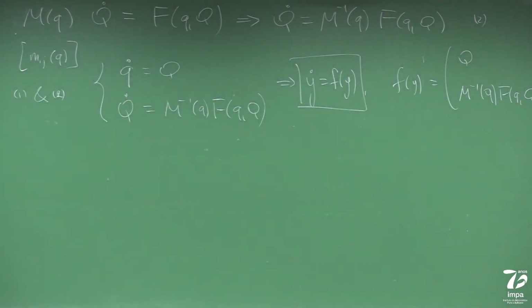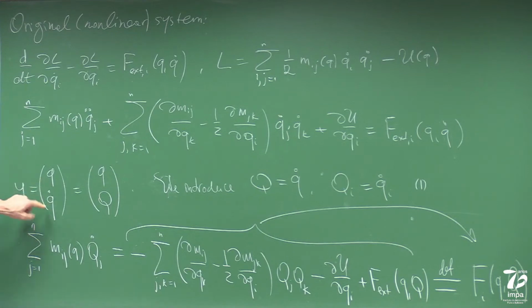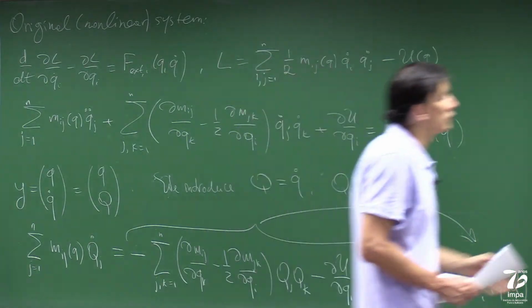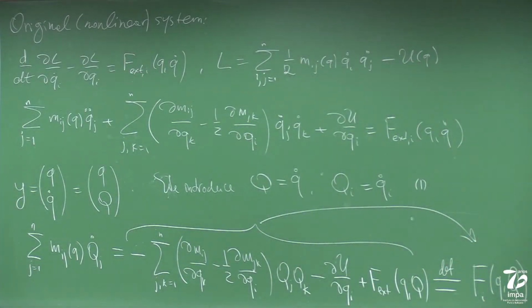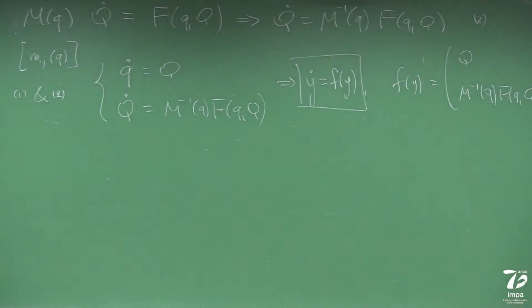So you take a phase vector which contains coordinates and velocities, just in the same way as we did in the linear case. We put coordinates and velocities in a larger vector. And in the linear case, we obtained a linear system of differential equations in a standard form. And here we obtain a nonlinear system of differential equations in a standard form. So that's just a convenient step. So why is it convenient?